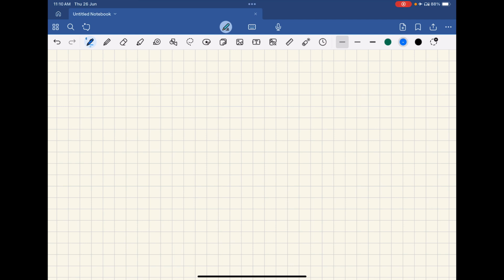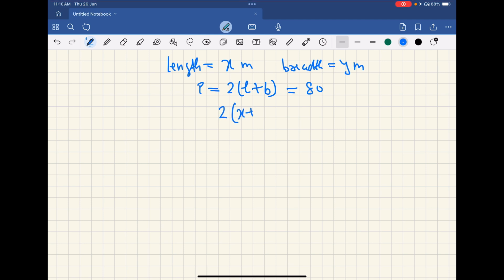Okay. So हमको दिया गया है perimeter. So let us assume that length of the park is x meters and the breadth is y meters. What is the formula for perimeter? It is twice length plus breadth. Okay. Perimeter कितना दिया है 80. So this is equal to 80. That is what the question says. So हम क्या कह रहे हैं 2 times x plus y equals 80.